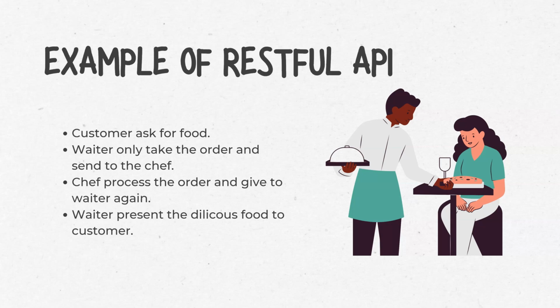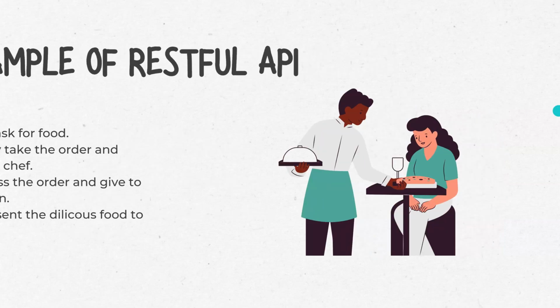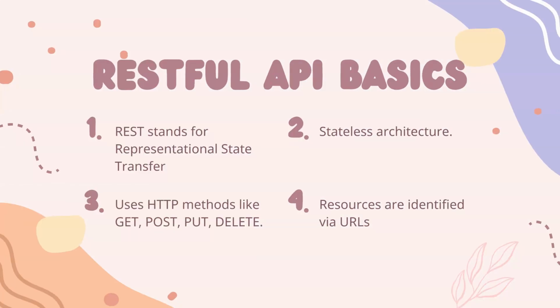So imagine you are at a restaurant. The API is like a waiter who takes your order and delivers it to the kitchen and brings your food back. You are familiar with this scenario and you have faced this multiple times. So they are actually the bridge between the customer and the kitchen, making sure everything works smoothly.